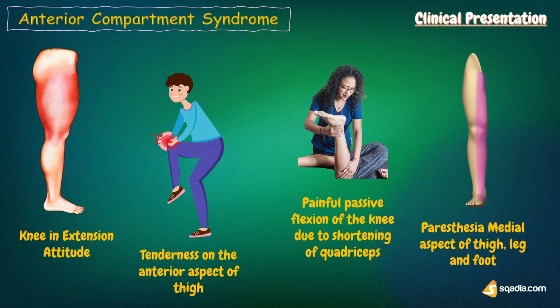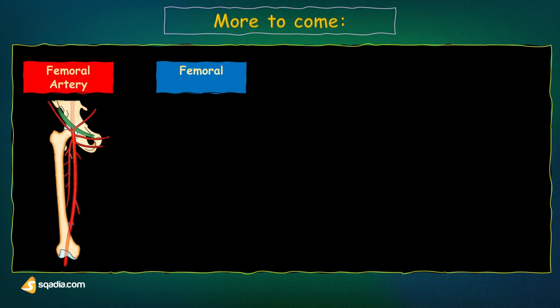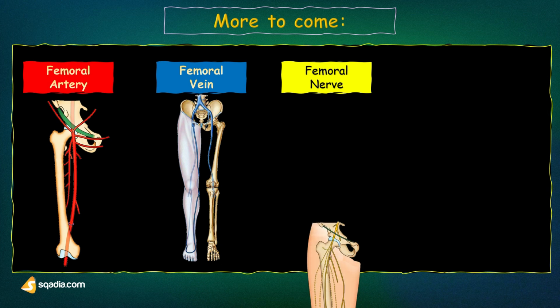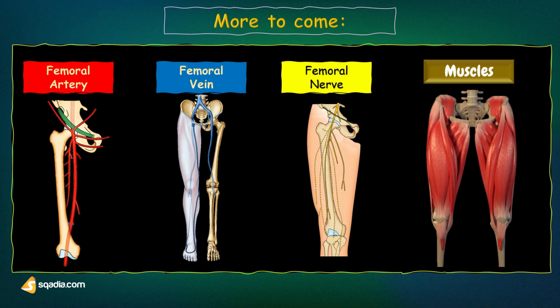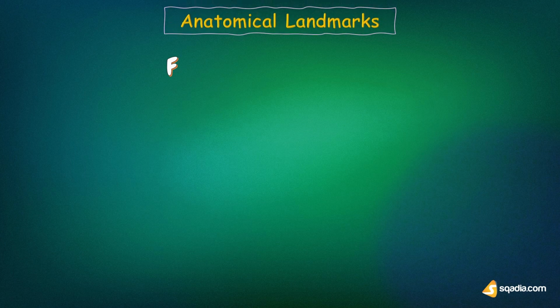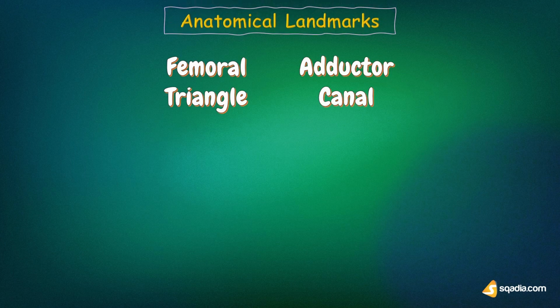In this lecture, we will get into the details of the anatomical structures found in the anterior compartment of the thigh, or at the front of the thigh, such as the femoral vessels, the femoral artery and femoral vein, and the femoral nerve and its branches that innervate the muscles of the anterior compartment. But before that, we need to discuss two important anatomical landmarks found at the front of the thigh. These are the femoral triangle and the adductor canal.